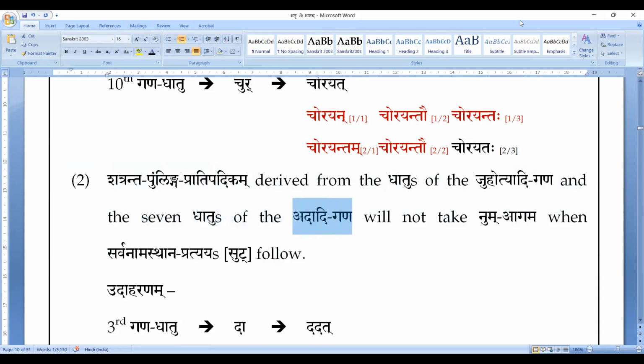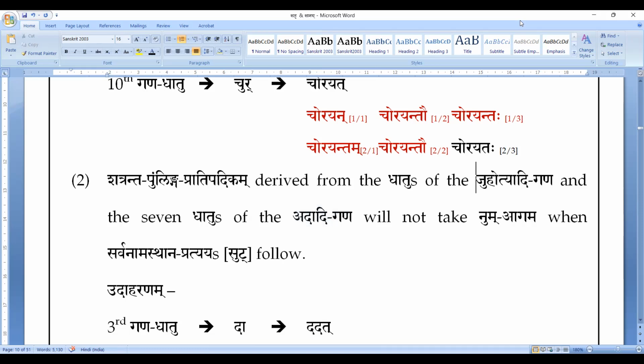Which gana is adadi? Called adadi. First 4, 6, and 10. No, not that. They are not adadi. Okay. Adadi means the gana whose first dhatu is ad dhatu. Ad bakshane. Second gana. It is second gana. Adadi is second gana.